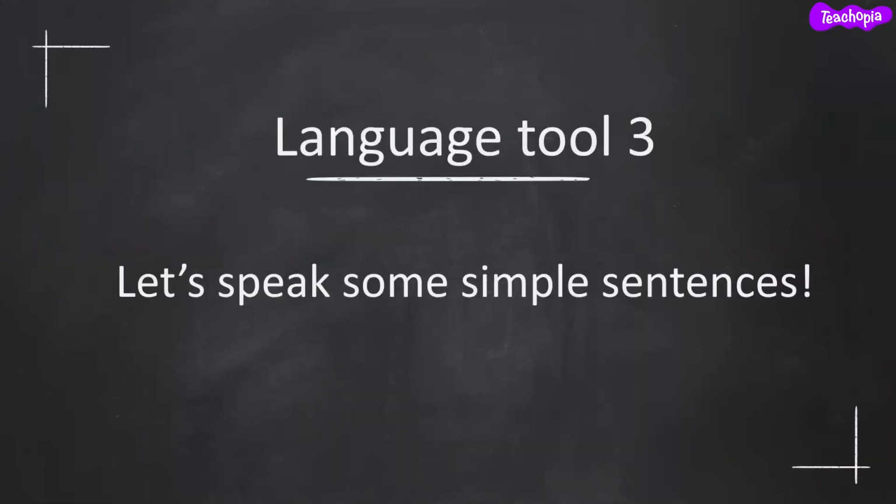Now, let's move on to the third tool. We saw the first tool is to develop different categories and vocabulary from the categories. Tool number 2, we saw how to frame questions. Now, language tool 3 is let's speak some simple sentences.